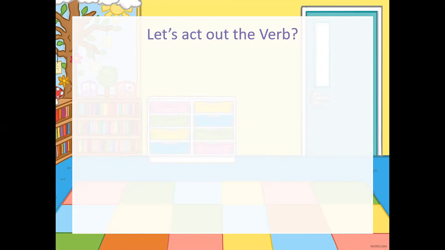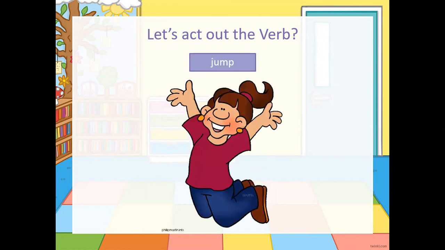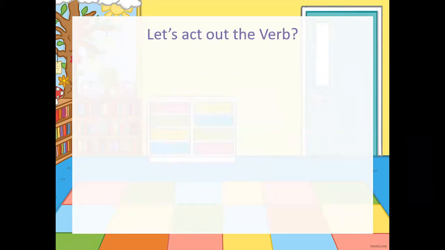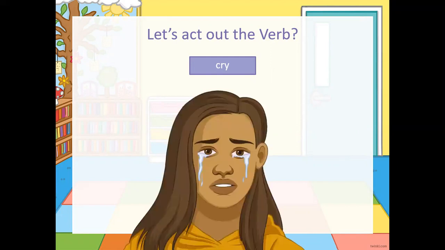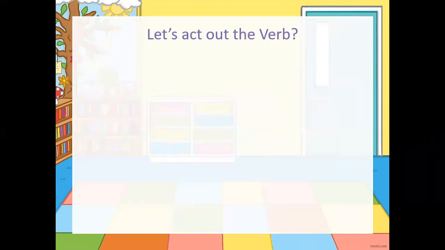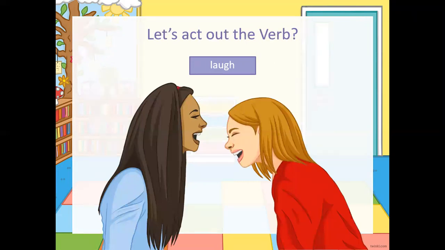Let's start, class. Jump. Everybody start jumping. Let's jump together. Jump. Excellent, class. Let's go to the next one. Clap. Everybody, let's clap together. Clap your hands. Good job. Let's cry. Let's act out crying, class. Let's act it out. Amazing. Let's act another verb out. Let's laugh, everyone. Let's act laughing. You need to laugh always to be happy.